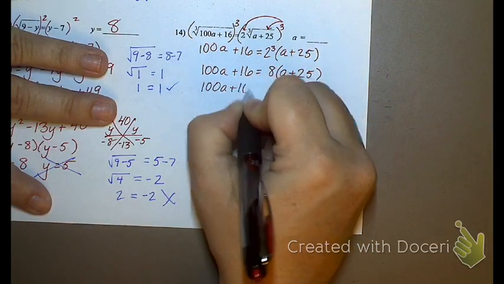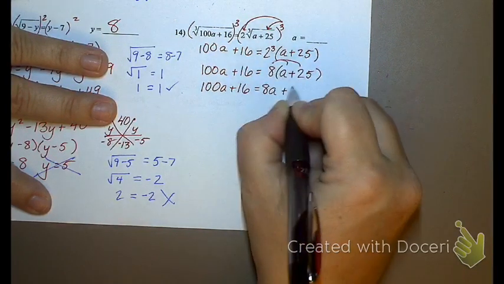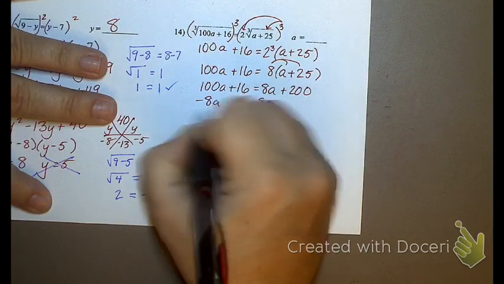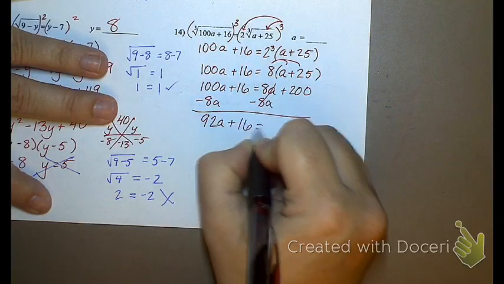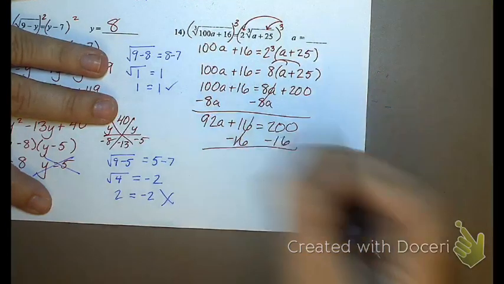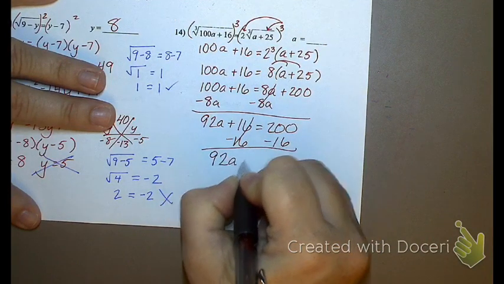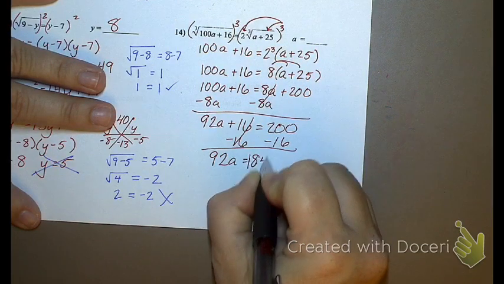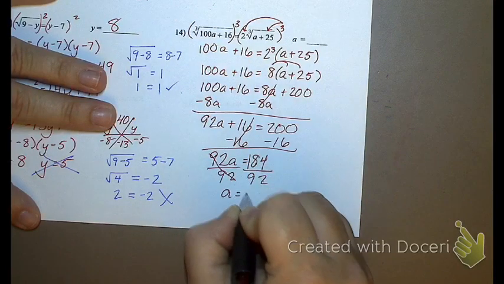100a plus 16 is equal to 8a plus what? 200. I'm going to subtract 8a. So I have 92a plus 16 equals 200. Yes, I'm writing out every step so that I don't lose people, but you don't have to write out every step. 92a equals 200 minus 16 is 184. Divide by 92, and a equals 2.